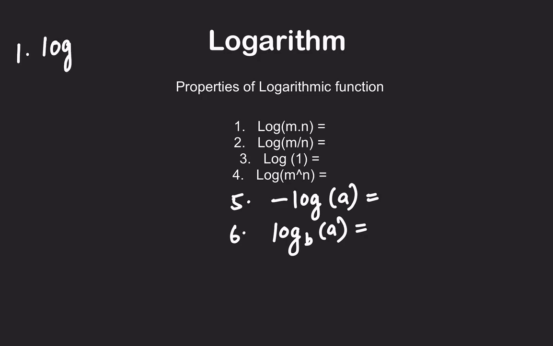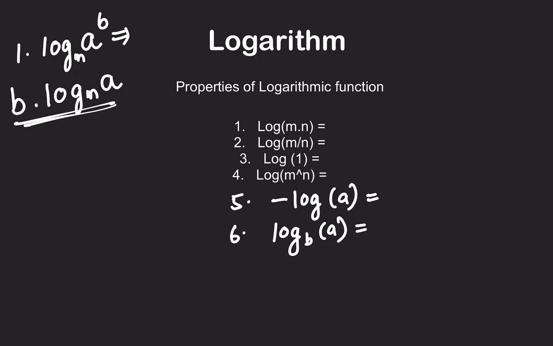Log of A with the base B. Suppose we say any base. So that B could come in the front, B dot A. I hope this is clear. B dot A, that B could come here. And the second property which we already covered is log of some number with the same base is equal to 1. These two properties are the same. I hope you understand.